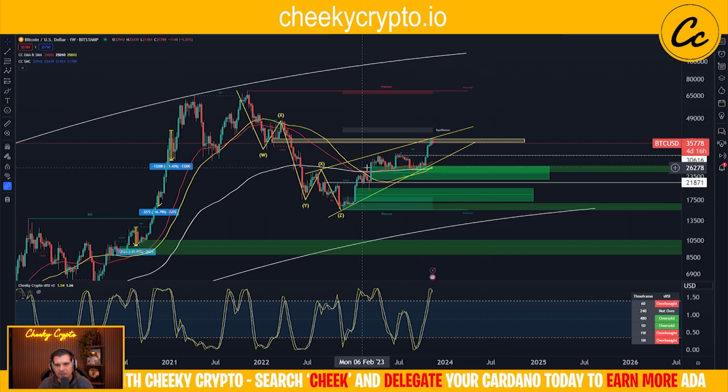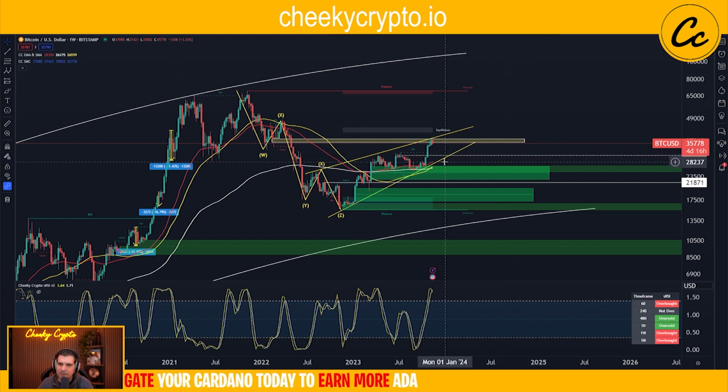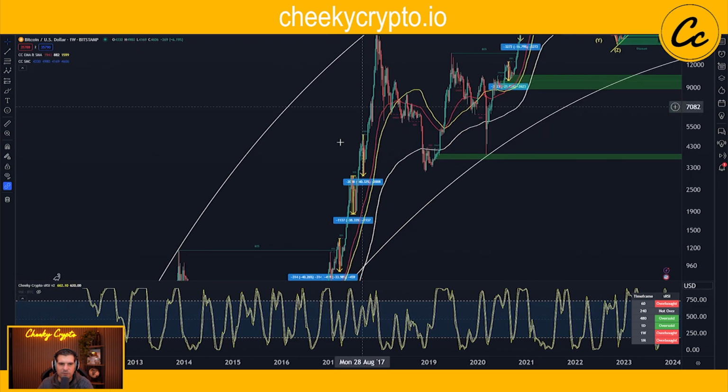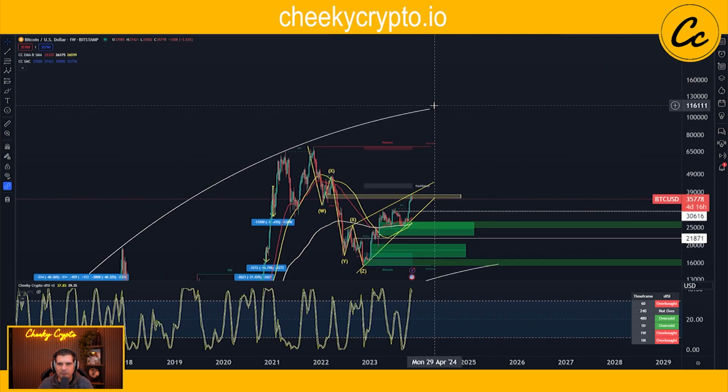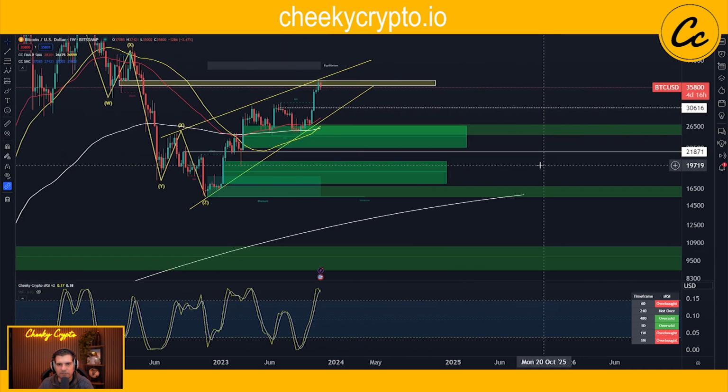I personally think that we have to move down more towards 21,000, but we'll see how that plays out over time as well. Ultimately, we are looking for a breakdown here on the weekly time frame before we can go up and test that higher range, which again, if you connect all of the peaks, then of course we're talking about $110,000 Bitcoin in the bullish market.